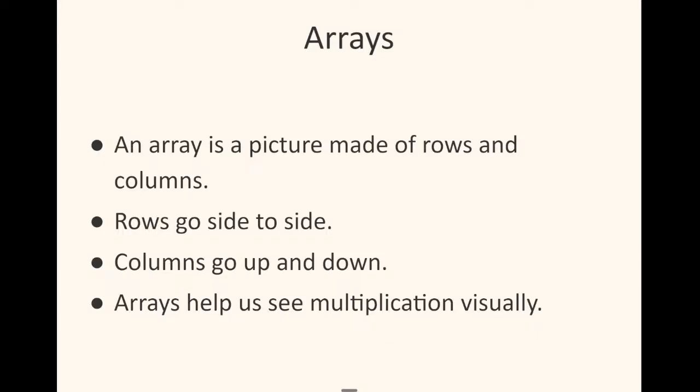An array is a picture made of rows and columns. Rows go side to side and columns go up and down. Arrays help us see multiplication visually. So they can help us organize objects, count faster, and see equal groups clearly.